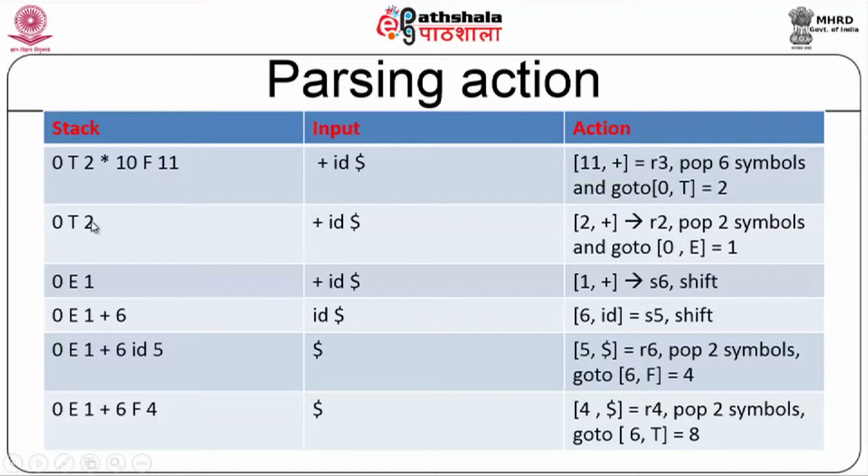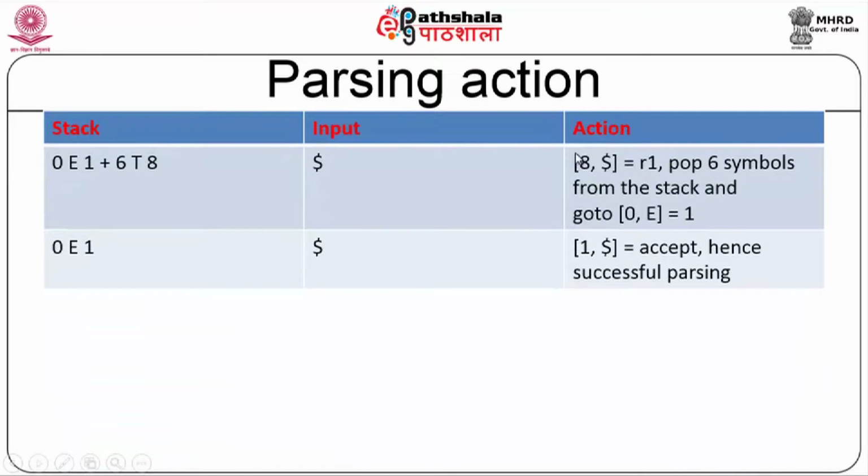Now 2 and plus, which is again reducing by R2. So that becomes E. 0 comma E is 1, that is pushed onto the stack. Then 1 comma plus will be shift, which is S6. So push plus and push 6 onto the stack. 6 comma ID is S5, which is again a shift action, push ID and push 5. 5 comma dollar is R6. So reduce it to F and then you again reduce it to T.